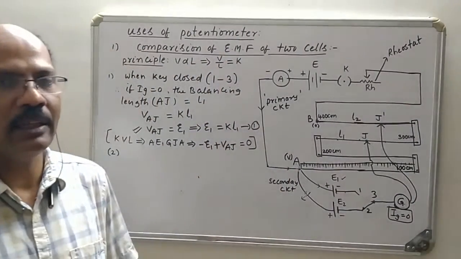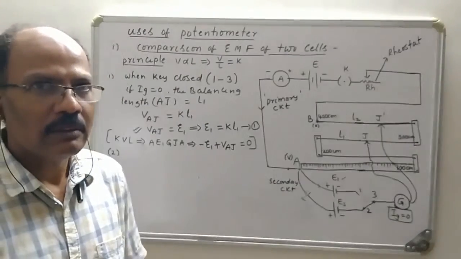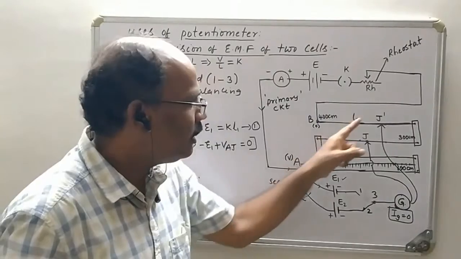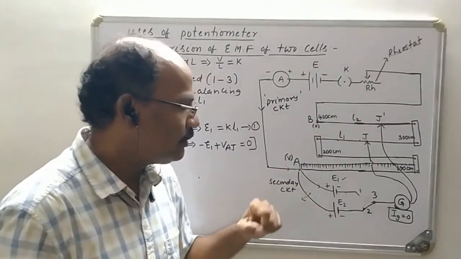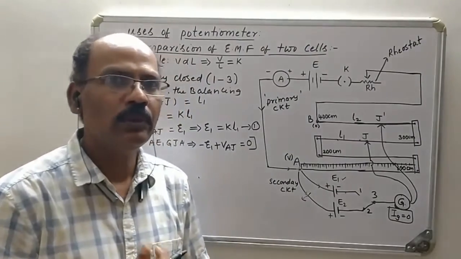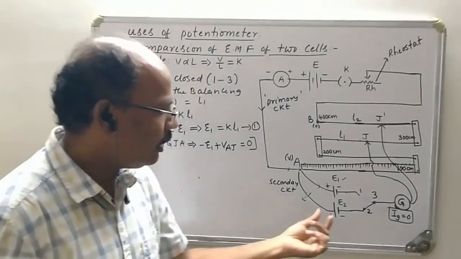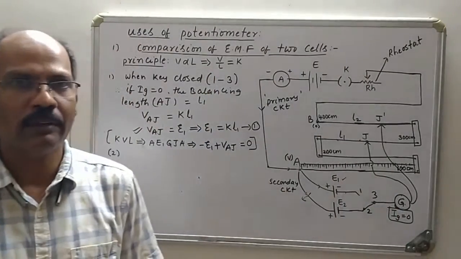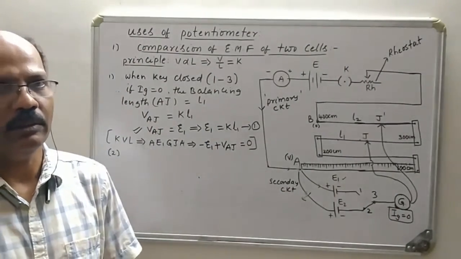So L2 is the balancing length where we observe that the potential drop across AJ dash is equal to the EMF of the second cell E2, such that the current passing through the galvanometer is equal to 0.